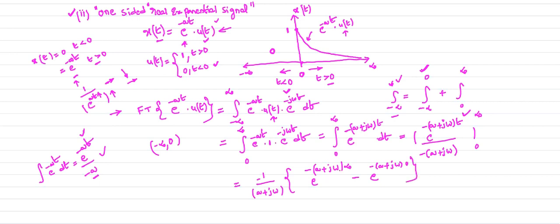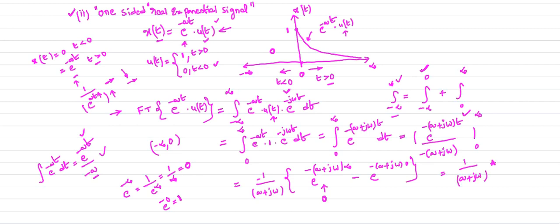Now e power minus infinity is what? So 1 by e power infinity. So e power infinity is what? Infinity. So 1 by infinity is what? 0. That means the first term is going to 0. Now what about the second term? So e power minus 0 is what? e power minus 0 is 1. Here minus 1 is there. So what is the final value of the result? 1 by a plus j omega. So this is the answer.